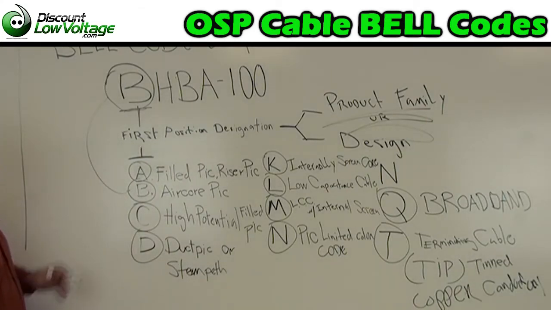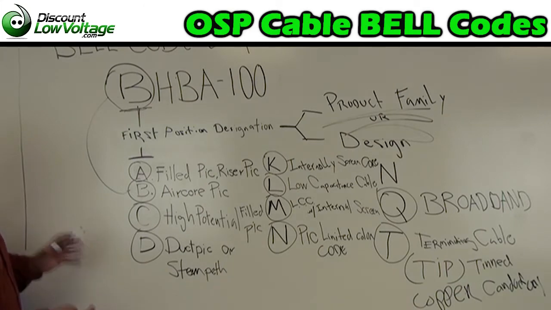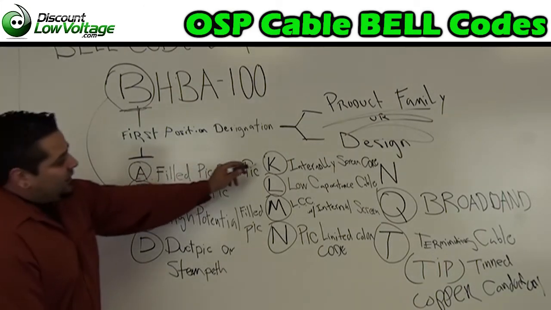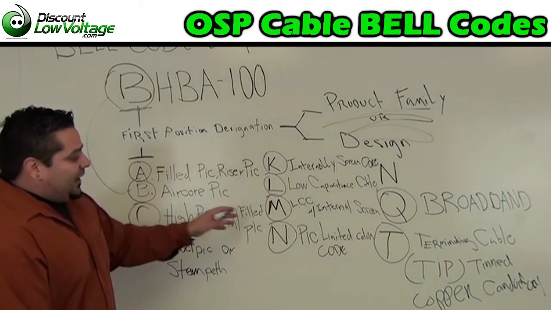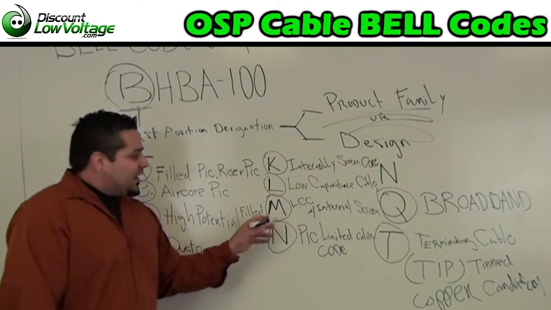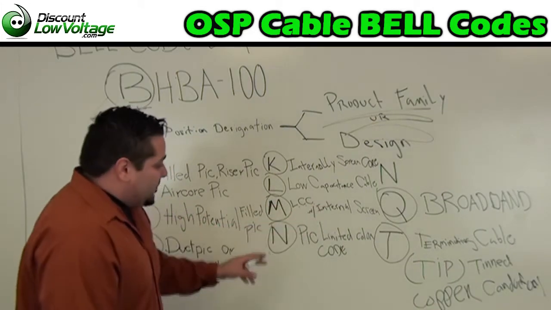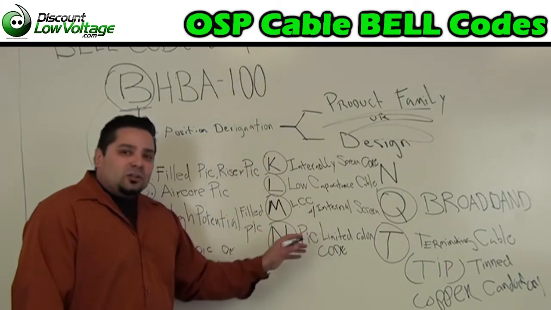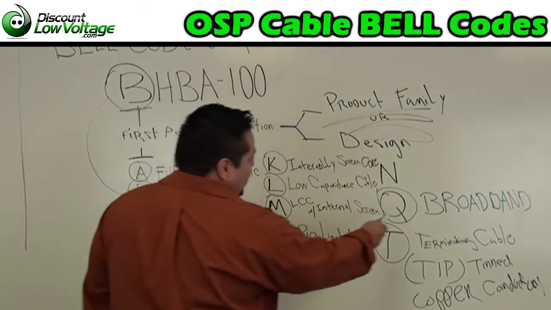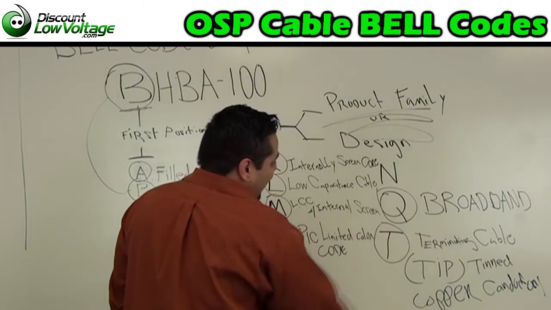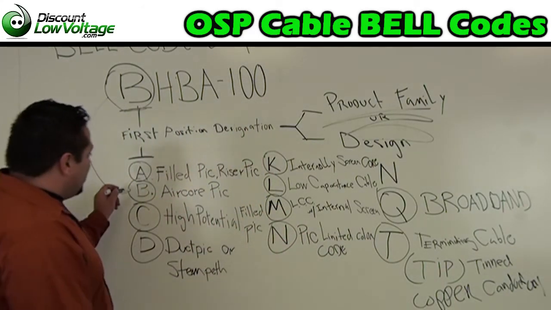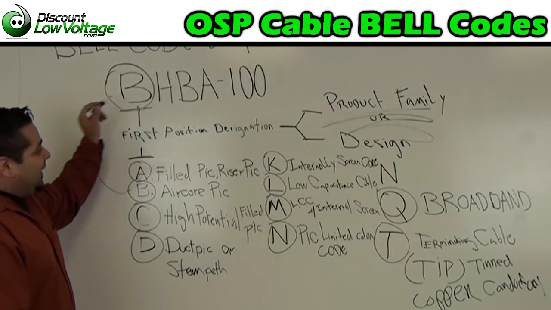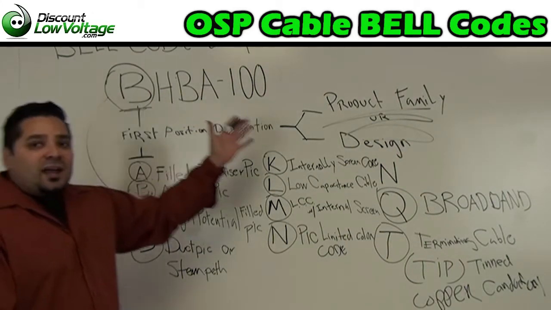Now C is a high potential filled PIC cable. D, duct PIC or steam path cable. K, internally screened core. L, low capacitance cable. M, you have a low capacitance cable with an internal screen. N, PIC limited color code cable. And you have your Q, which is your broadband. T, terminating cable, tinned copper conductors. So obviously B is what we have here, and this is going to tell us our design of our cable.